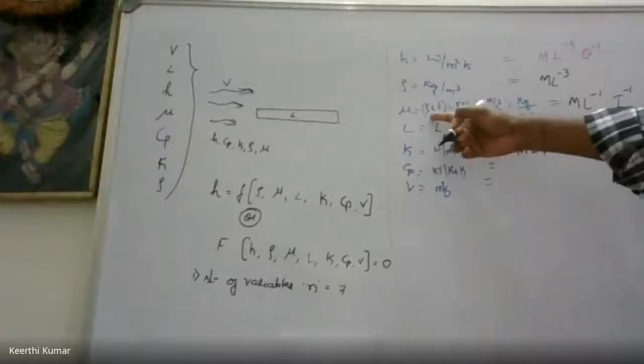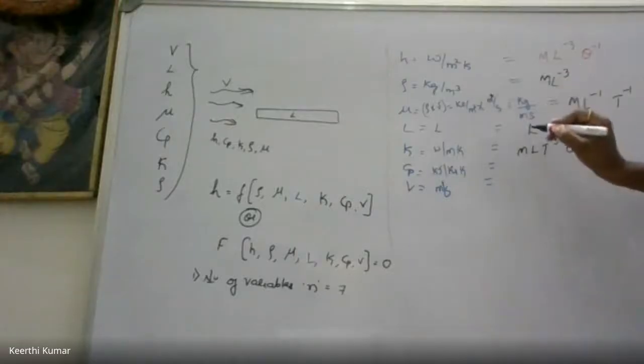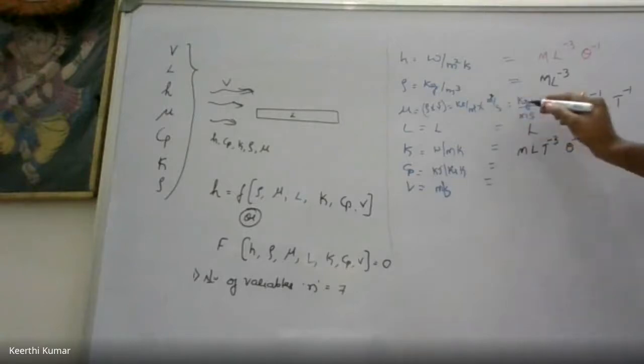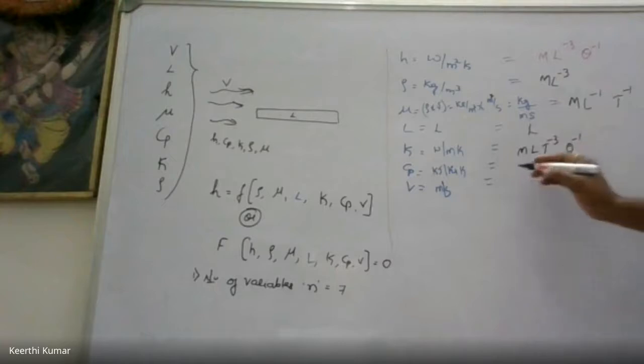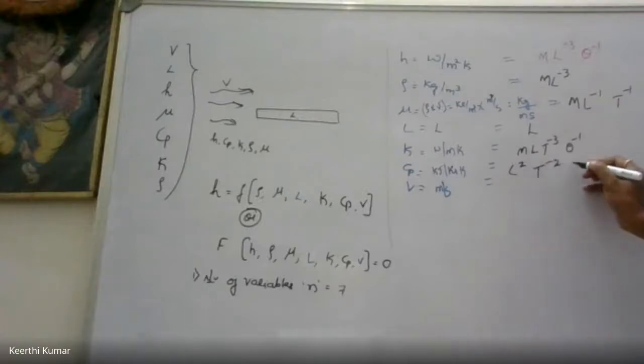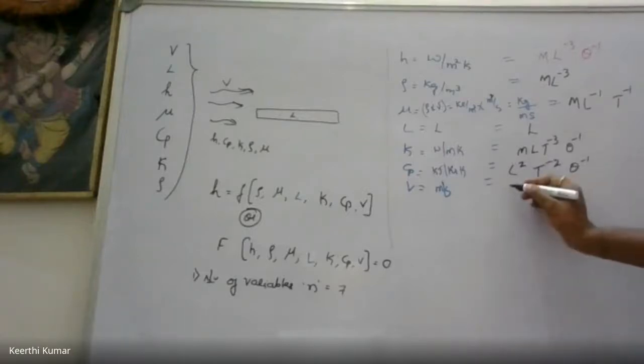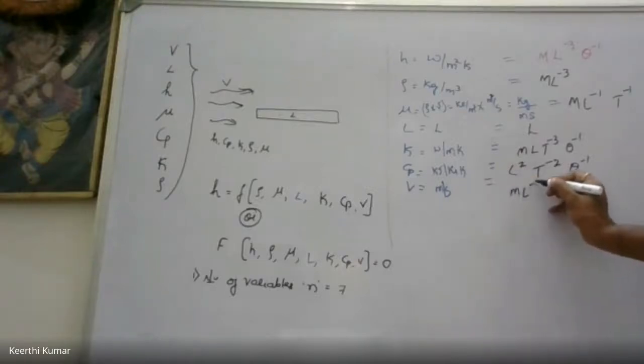Is that the correct formula? What is the formula for kinematic viscosity? Sir, kinematic viscosity will be meter square per second, not meter per second. Sorry, meter square per second. Then the rest is kg per, correct? And then Cp is L square T to the power of minus 2 theta to the power of minus 1, and velocity V is meters per second. So you first list down this in the form of MLT.